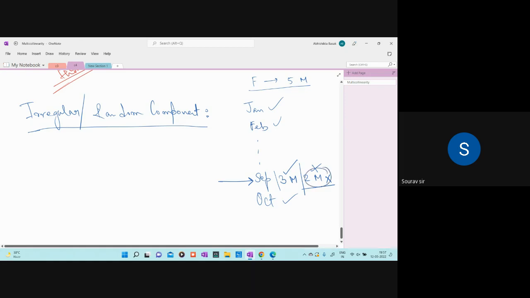Is it in my hand? No, it's not in my hand. I need to fix it, and suddenly a problem has arisen which is affecting this. These are called the irregular or random component, which is beyond my control. Like I have detected this problem, and until and unless I solve it, I need a span of time.